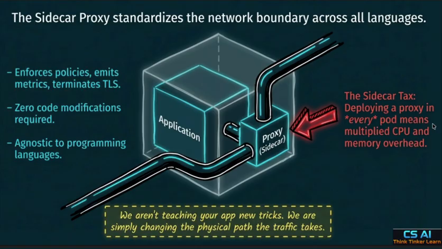How does this actually work? Through the sidecar proxy. This standardizes the network boundary across every programming language. Whether you're writing in Go, Java, or Python, the sidecar enforces policies, emits metrics, and terminates TLS without a single line of code modification in your app. We aren't teaching your app new tricks. We are simply changing the physical path the traffic takes. However, be aware of the sidecar tax. Deploying a proxy in every pod means multiplied CPU and memory overhead across your cluster.